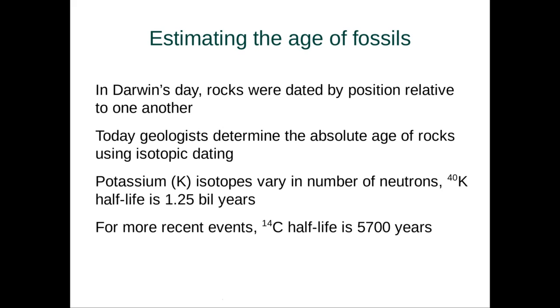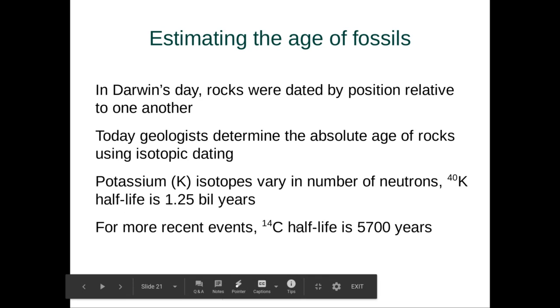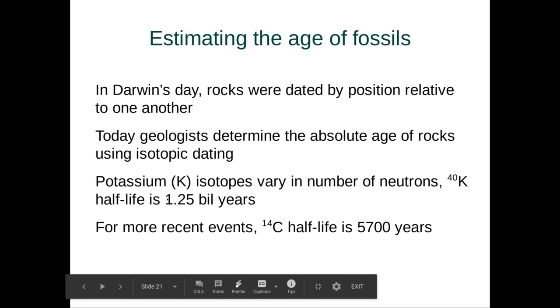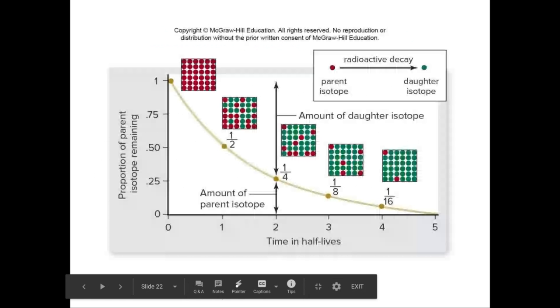For a given group of atoms, for half of them to shed an extra neutron over time, for potassium, that takes about 1.25 billion years. And for more recent events, we actually use carbon. Carbon has an isotope of carbon-14. The half-life of a population of carbon to shed its neutron to become carbon-13 is about 5,700 years. So we have these two ways to date: carbon for more modern things and potassium for really, really old things.